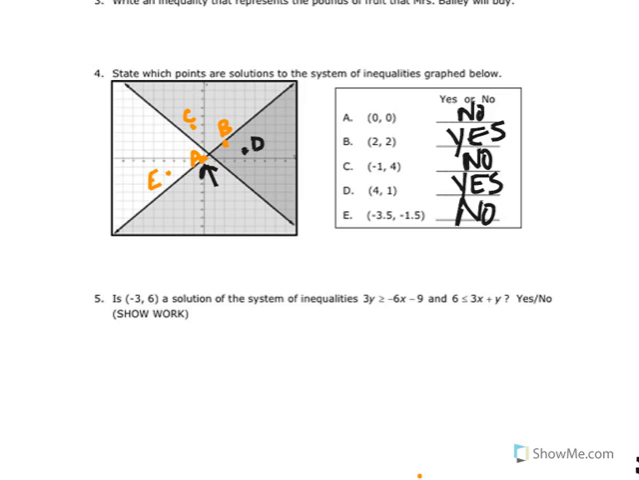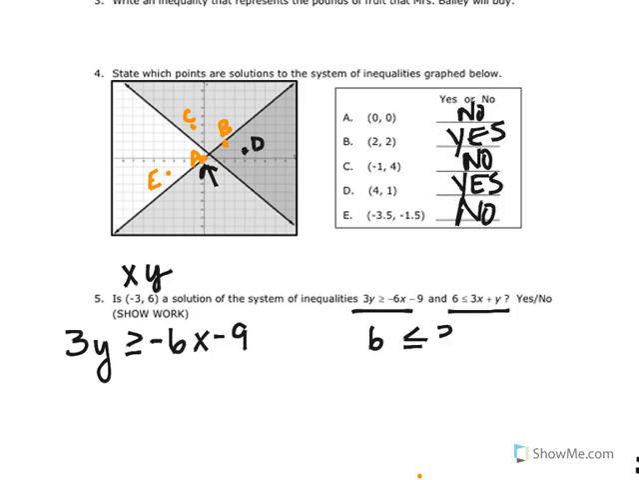Okay, now it says, this is number 5, is negative 3 comma 6 a solution to this system of inequalities, yes or no? And it says to show your work. So what we're going to do here is plug in the x and the y, and see if it works for both equations, or both inequalities. 3y is greater than or equal to negative 6x minus 9, and then 6 is less than or equal to 3x plus y. So let's go ahead and plug in.